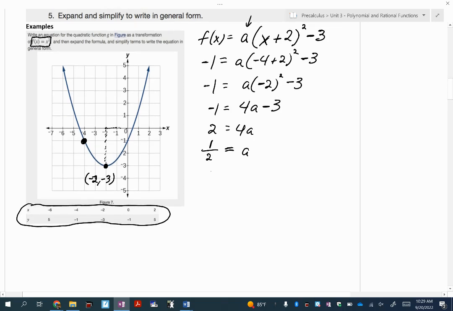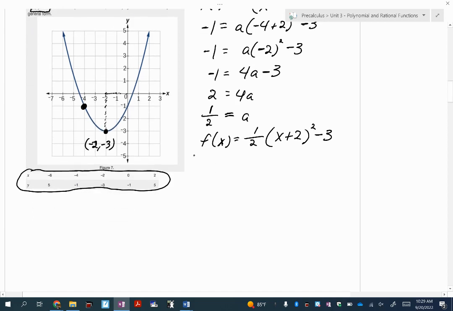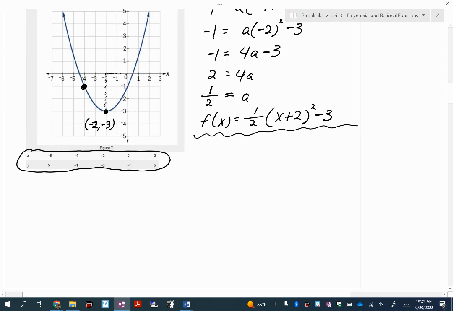So to finish writing this using what we're calling now standard form, or with that vertex, it is 1/2 times x plus 2 squared minus 3. Now, if you wanted to write it in terms of the other form, I'll make a note that I'm doing the other form now. I'm going to take this and expand it.